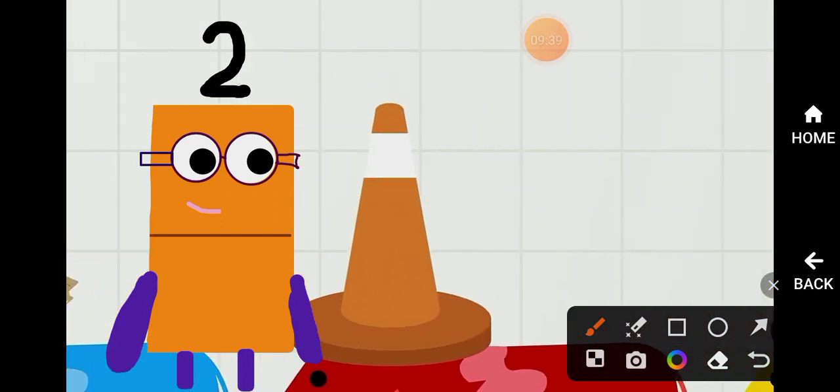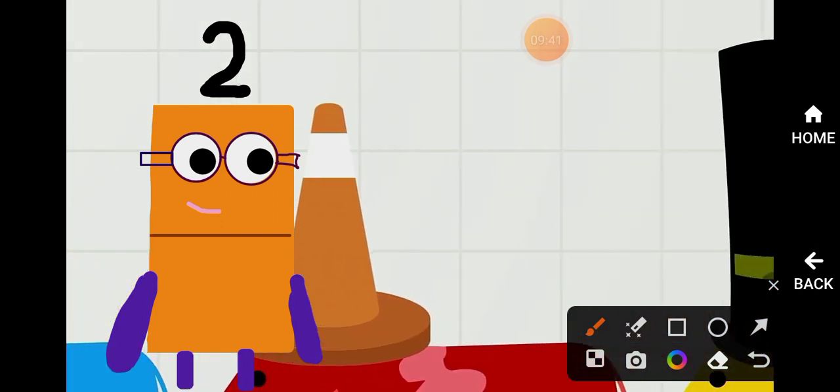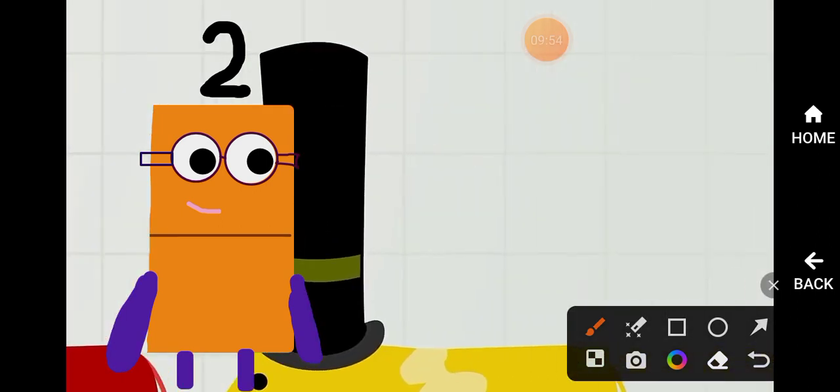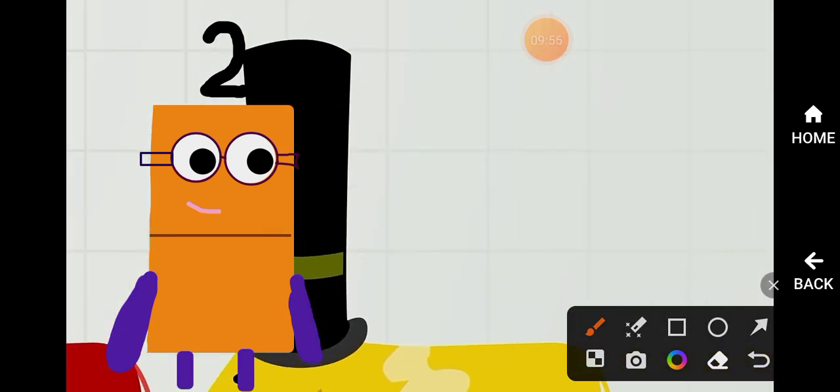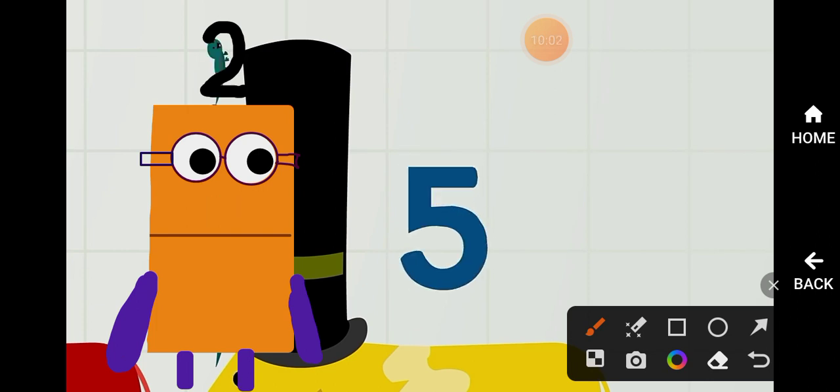Okay, red cow. Red cow's hat is 1, 2, 3, 4 salamanders long. Or we can also say 4 salamanders high. And last is yellow cow. Yellow cow's hat is 1, 2, 3, 4, 5 salamanders long, or we can also say 5 salamanders high.